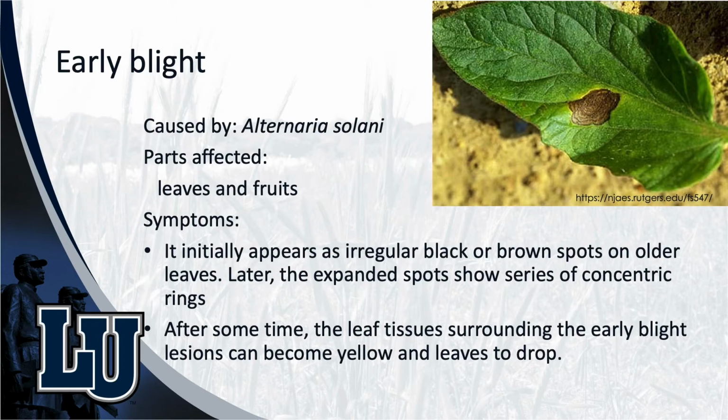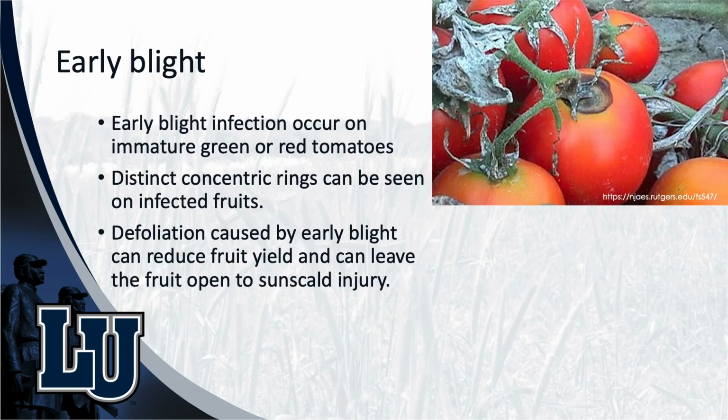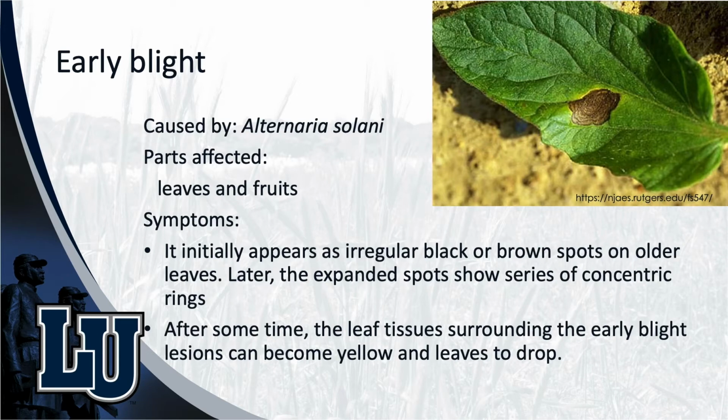So what are the symptoms of early blight? Well, initially it appears as irregular black or brown spots on older leaves. It starts generally from the lower part of the old leaves, and then it expands to show a series of concentric rings. As you see, some concentric rings here. That is very typical of the early blight disease that you won't find with late blight.